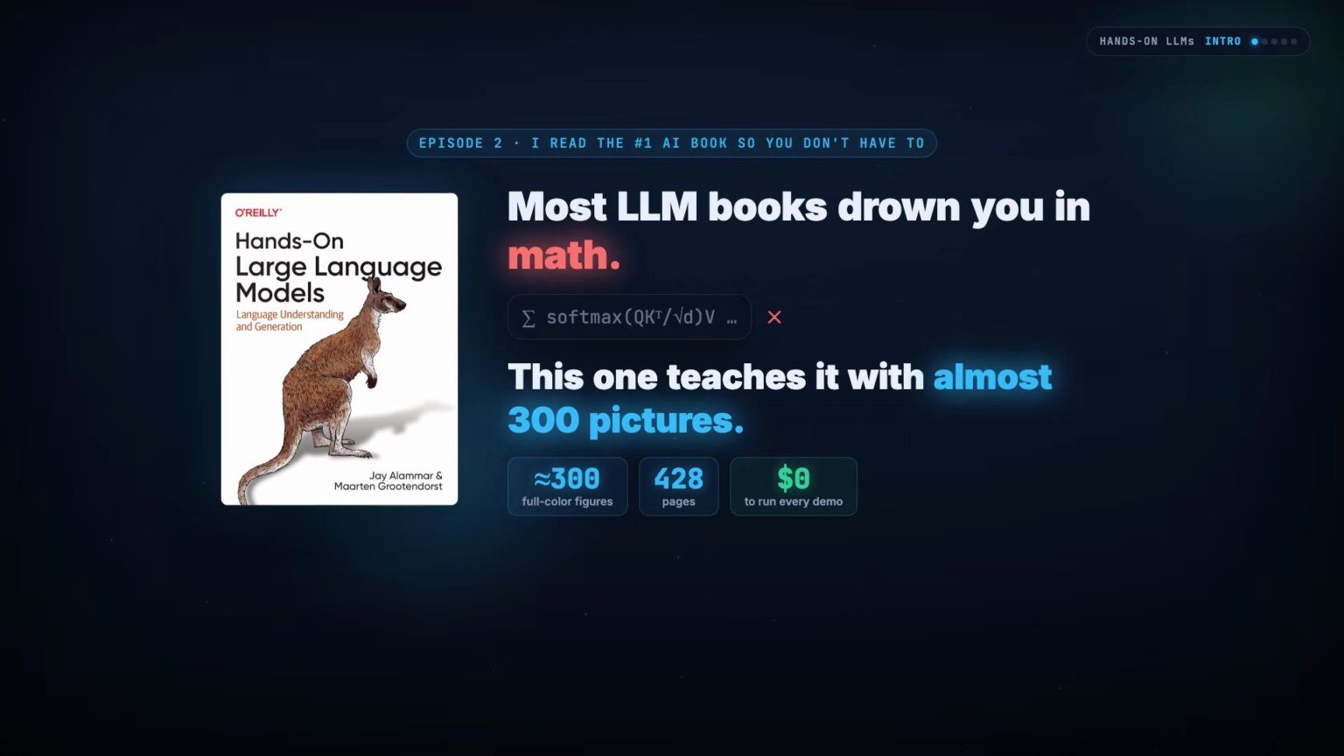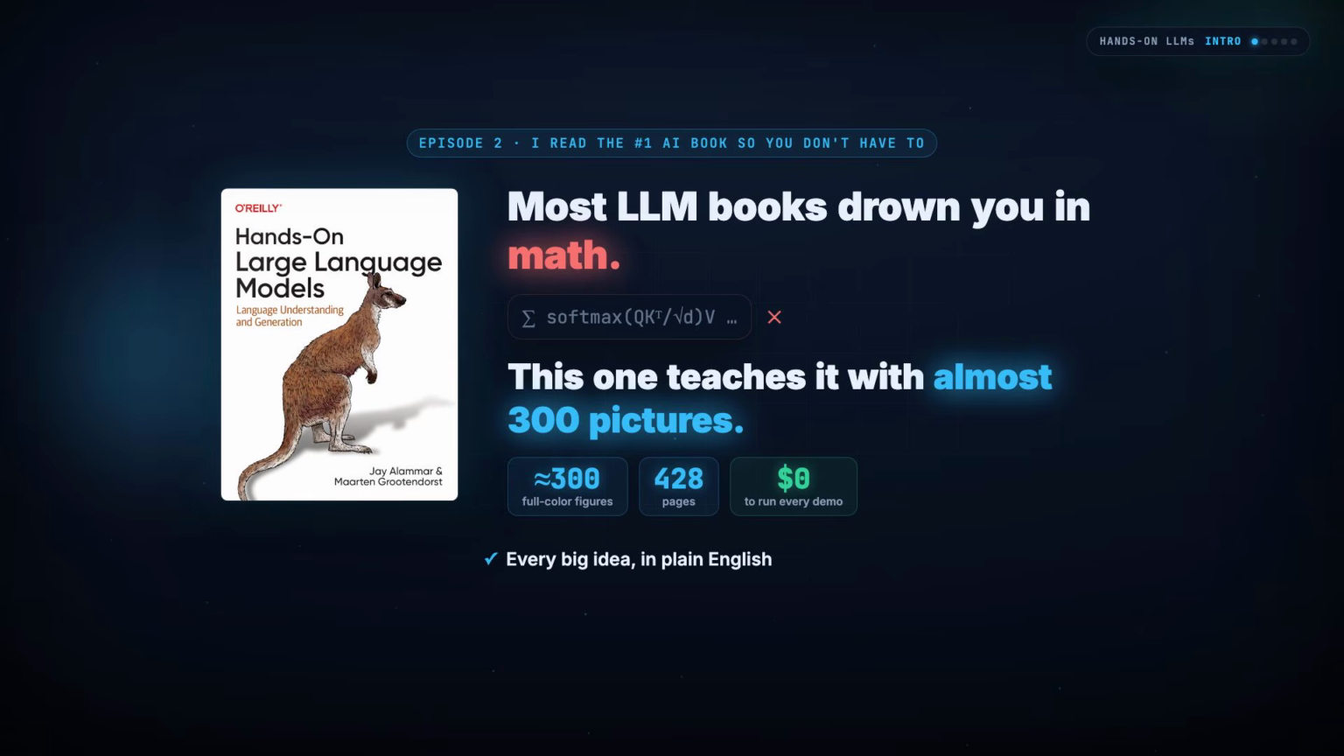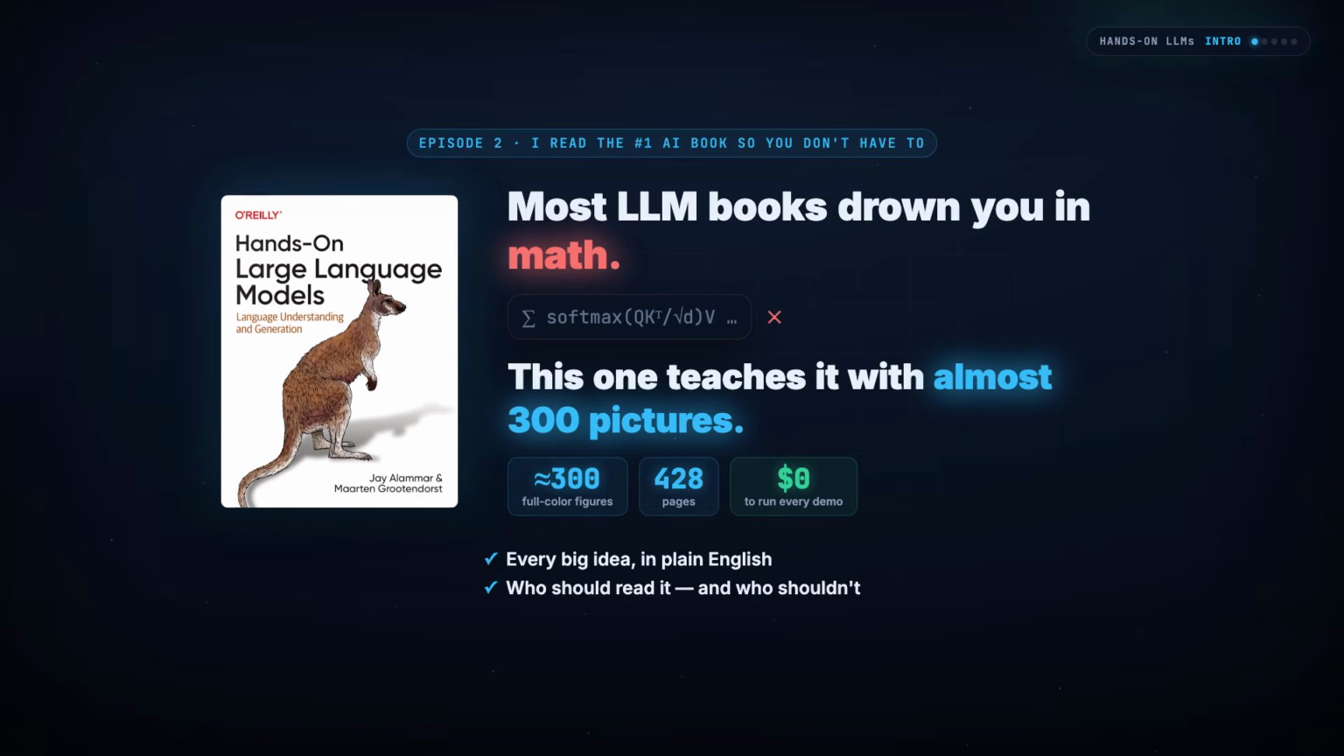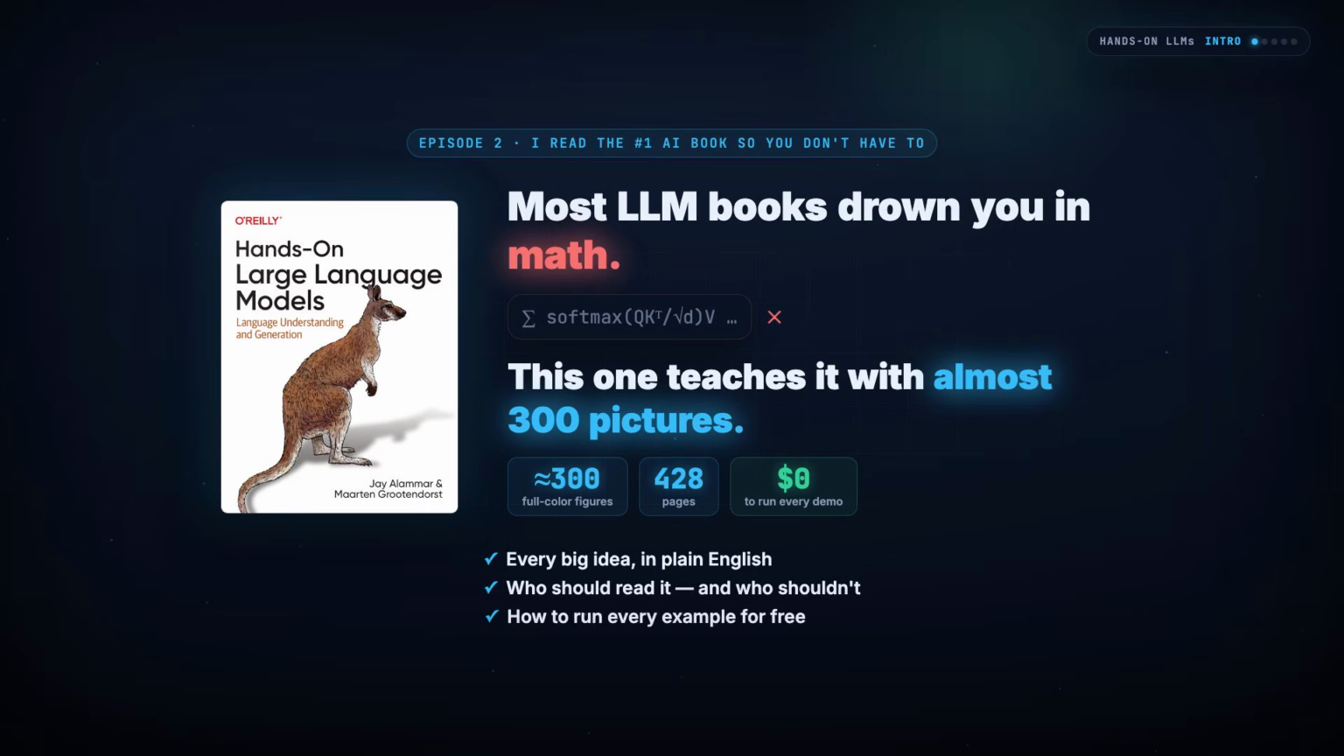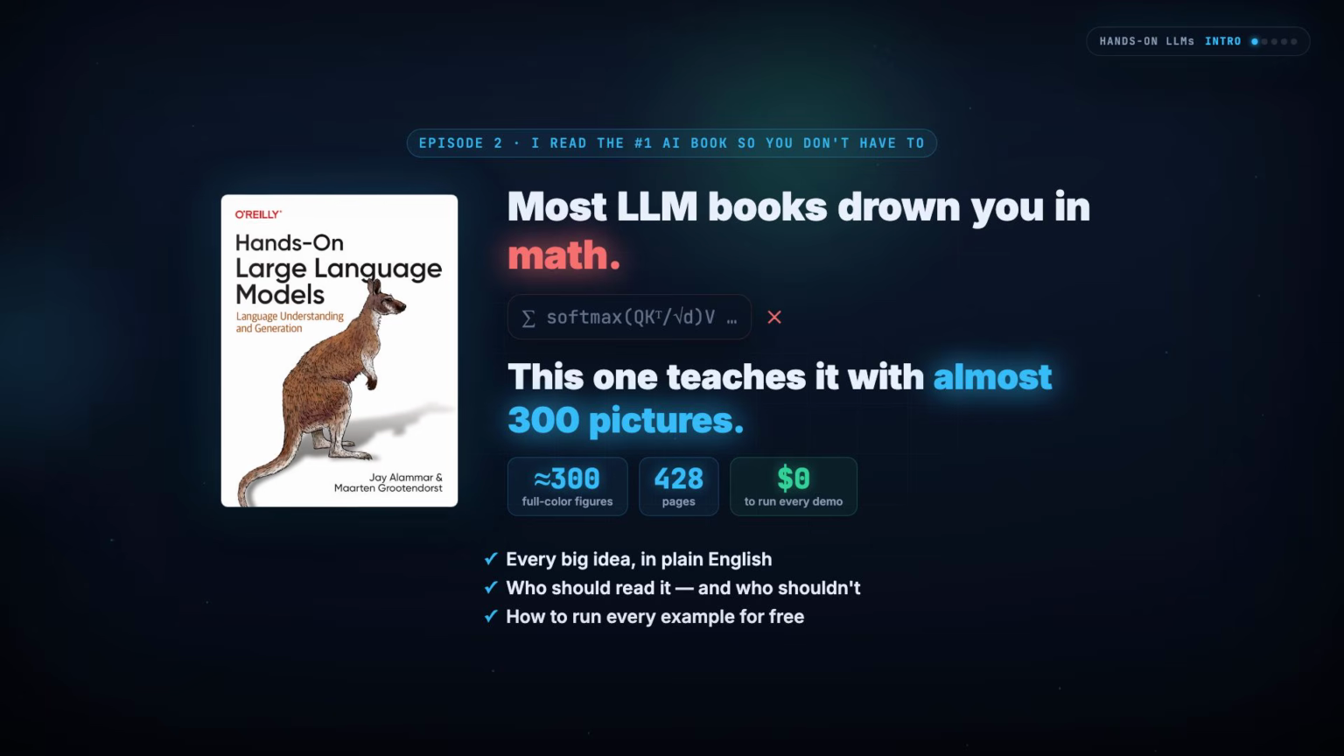It's called Hands on Large Language Models, and it might be the single best way for a normal human to actually understand AI from the inside. There's one catch, it's over 400 pages.